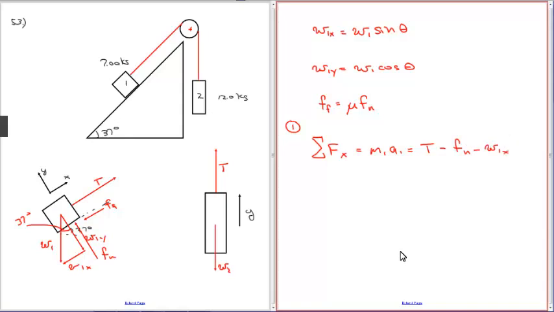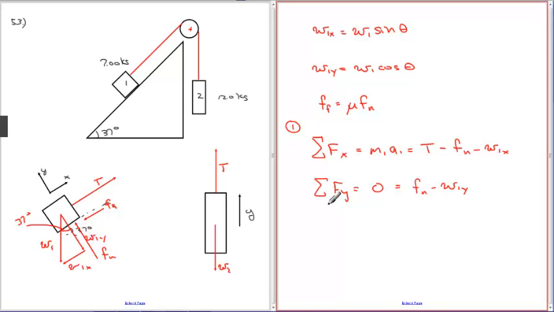And if you do the sum of the forces in the y direction, we have 0 because there's no movement in the y direction. It's all in the x direction. What forces do we have? In the positive y direction, we have the normal force, and in the negative y direction, we have W1y. Those are our only two forces in the y direction.